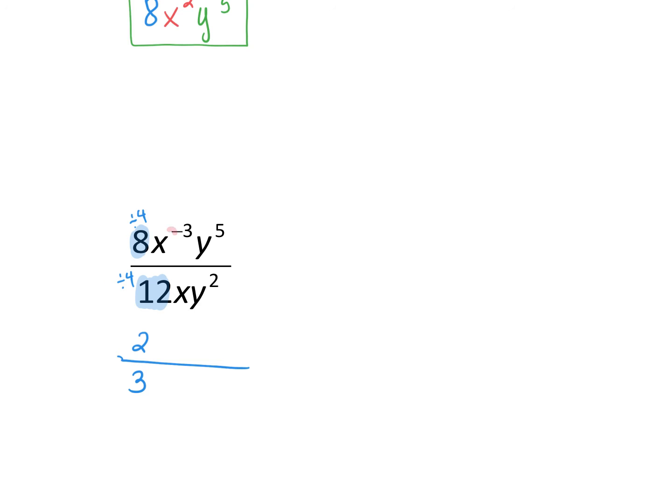Then I'm going to look at my x's. I have x to the negative 3 over x to the first. So I'm doing negative 3 minus 1, which will give me negative 4. So I'm going to have x to the negative 4.